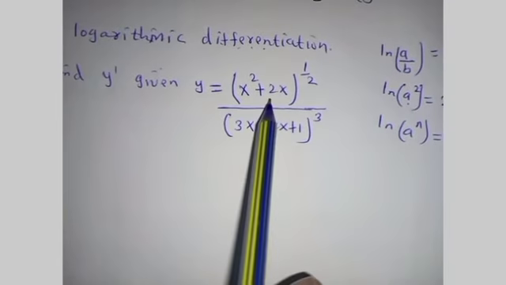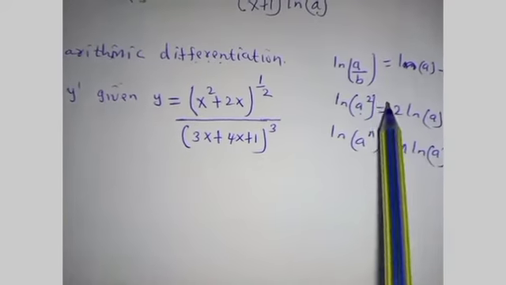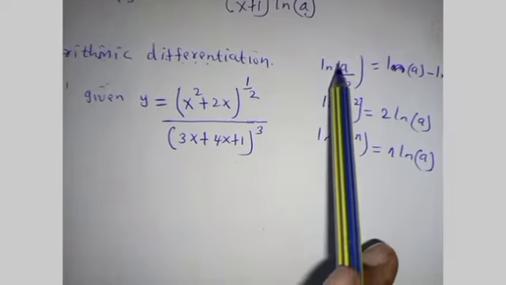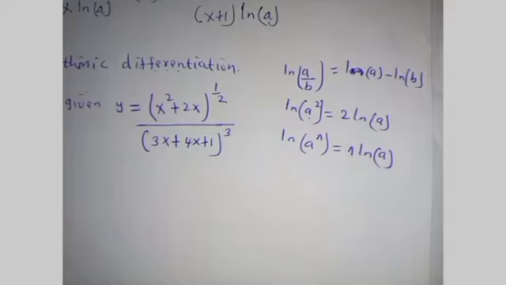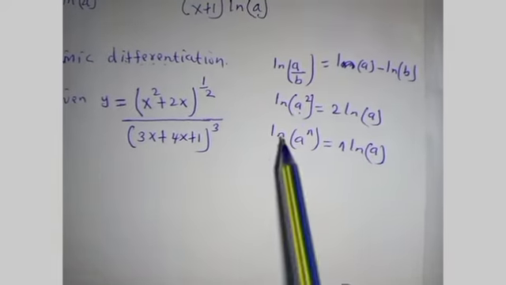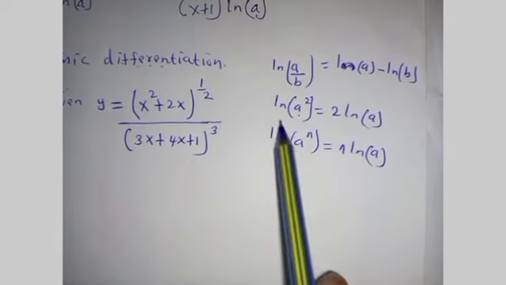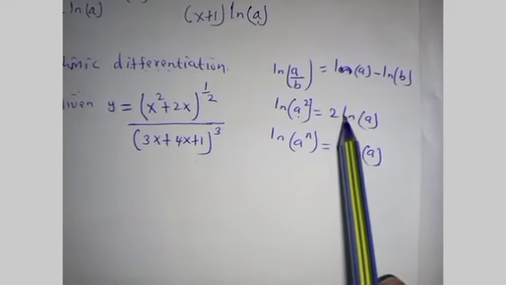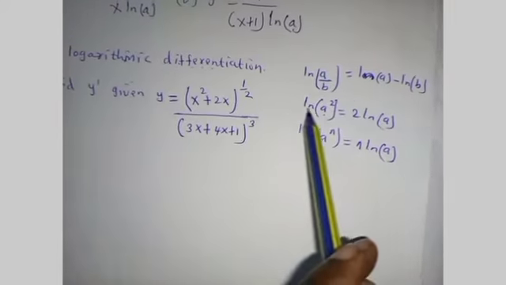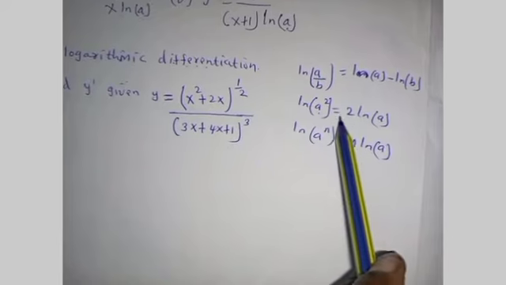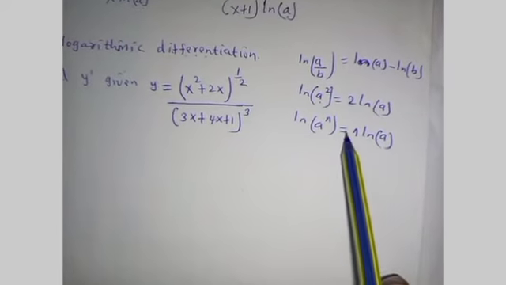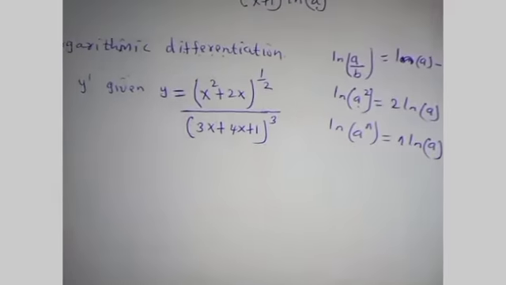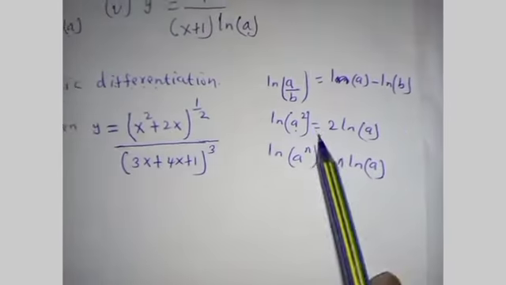We want to find the derivative of this. So we are going to apply these rules. Ln of a over b is equal to ln of a minus ln of b. Ln of a squared is equal to 2 ln of a. Ln of a power n is equal to n ln of a. So these are the rules we are going to apply here.